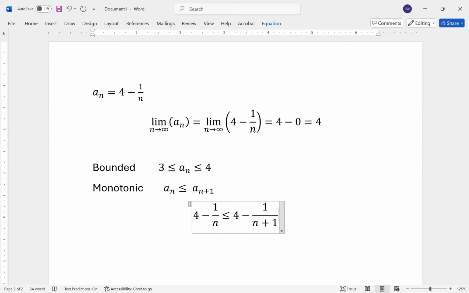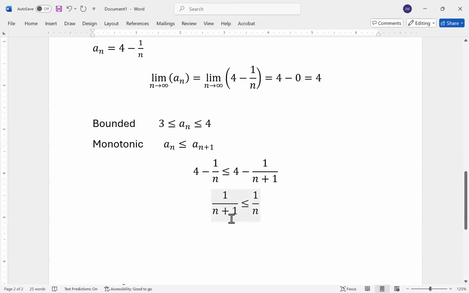I can subtract 4 from both sides. I'll add 1 over n to both sides, and then I'll add 1 over n plus 1 to both sides. If you rephrase that, 1 over n plus 1 is less than or equal to 1 over n. Again, that's just algebraic work. We know this is true because this is 1 over a smaller denominator. That's always going to be bigger than 1 over a bigger denominator when n is a positive integer.